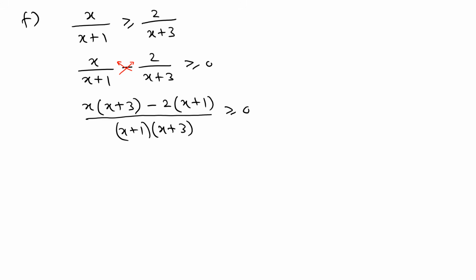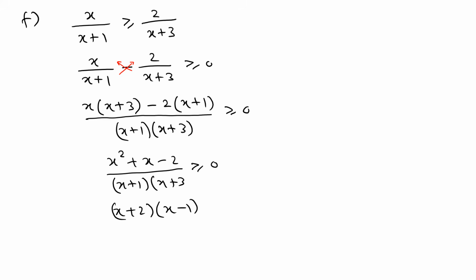And then we're going to simplify the numerator. When you simplify the numerator, you're going to get x squared, and then we have 3x minus 2x, so x, and then negative 2, divided by x plus 1, x plus 3, greater than or equal to 0. So this is very close to the problem that we did earlier. So we're going to factor the numerator now. When you factor the numerator, you're going to get x plus 2 times x minus 1 divided by x plus 1 times x plus 3.